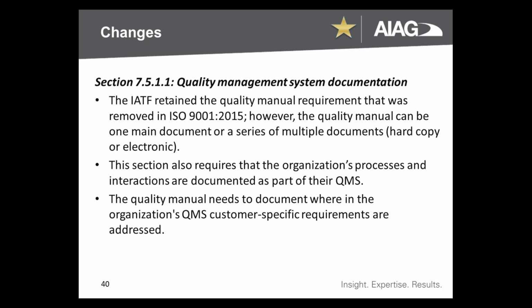So earlier we talked about the organization identifying all customer-specific requirements and getting their arms around them. 7.5.1.1 now tells you that as part of your quality manual, you need to show what these customer-specific requirements are and where in your management system you meet them.